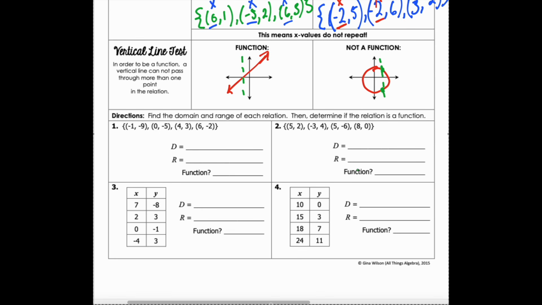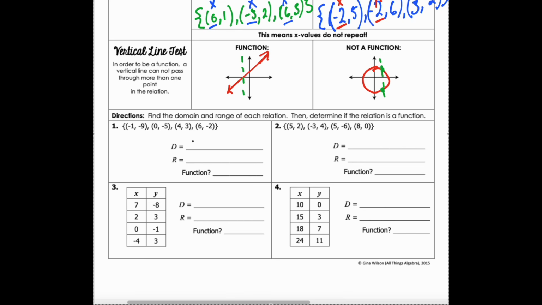So let's look at the bottom. We have an example here where they want us to find the domain of each relation and then determine if the relation is a function. So all we're going to do is list the values of our domain, then list the values of our range, and then determine whether or not it's a function.